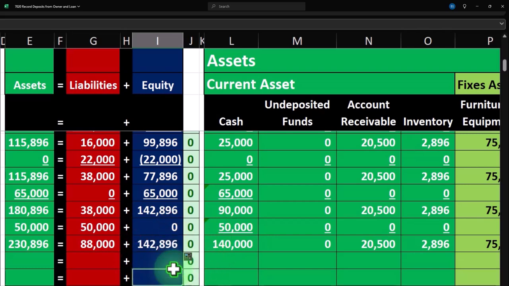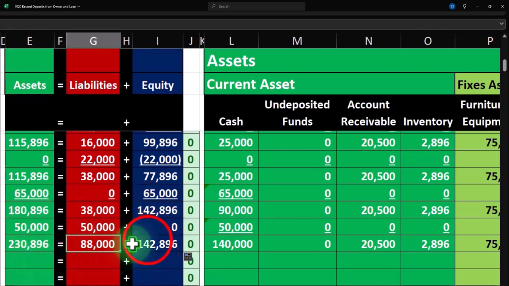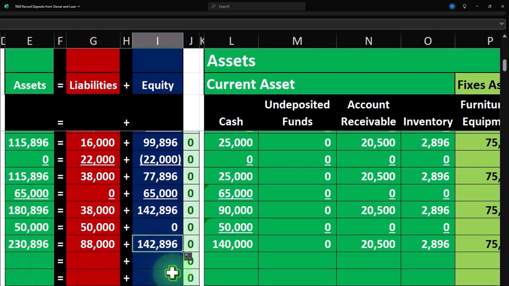Now, just a quick reminder that if we were to look at the value of the business from a book value standpoint, it's assets minus liabilities. So the $230,896 minus the $88,000 would be $142,896, the equity of the business.